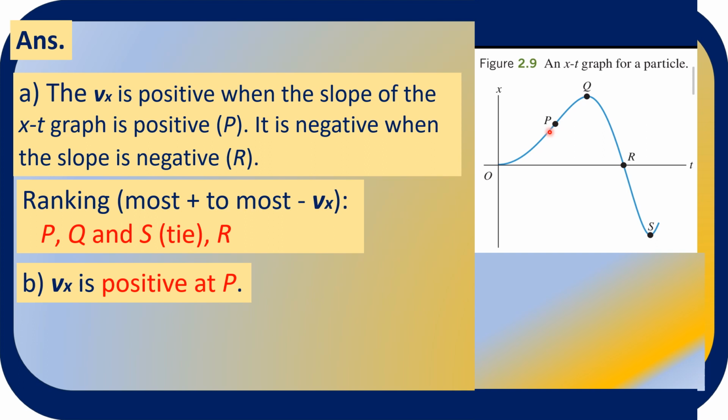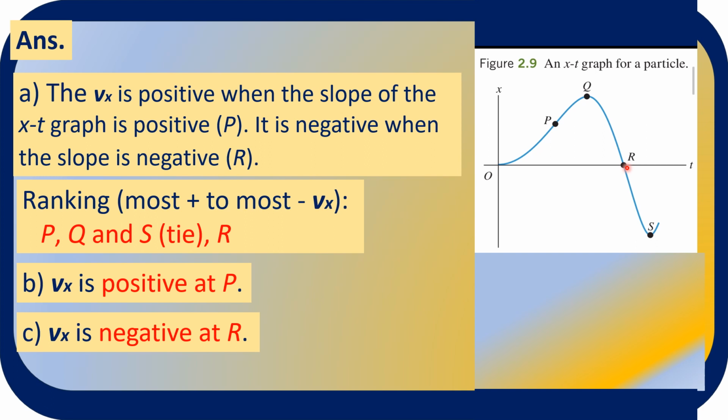And for question letter C, which point has the negative velocity? Of course, our answer is at point R. So, the instantaneous velocity Vx is negative at point R. Again, the reason is that the line that is sloping downward to the right, including at point R, has a slope whose value will come out to be negative. And hence, the instantaneous velocity at point R is negative.